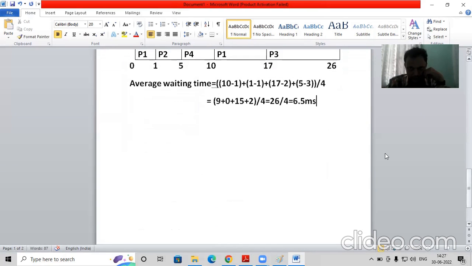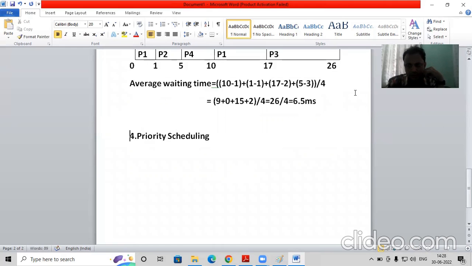Now another algorithm is priority scheduling. So what is priority scheduling?